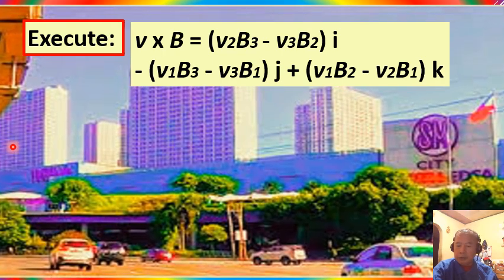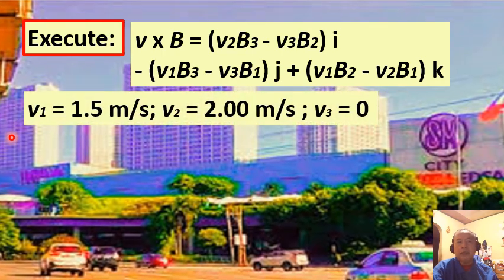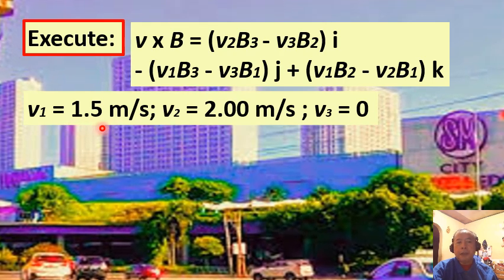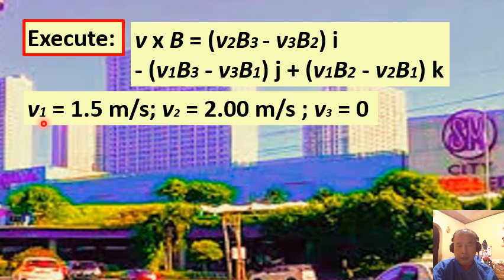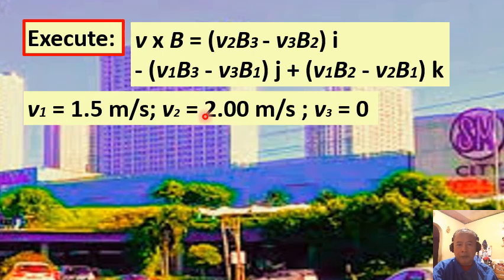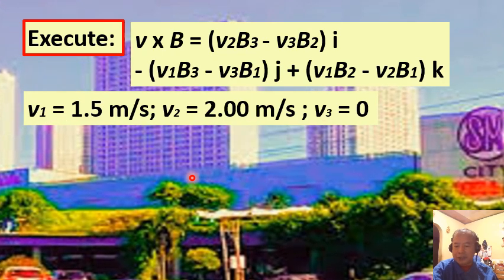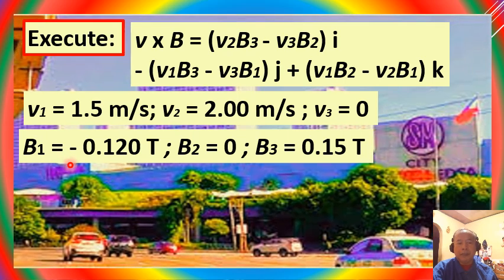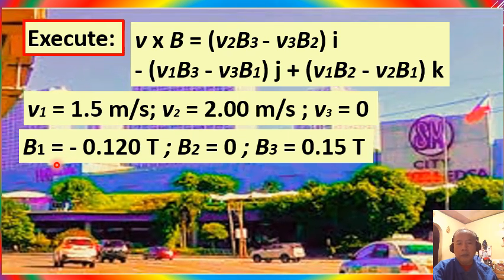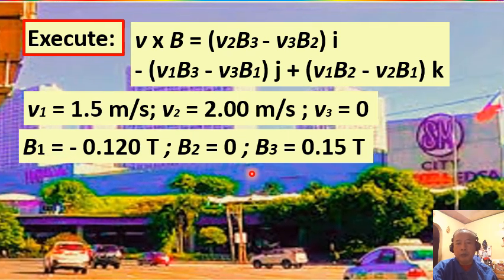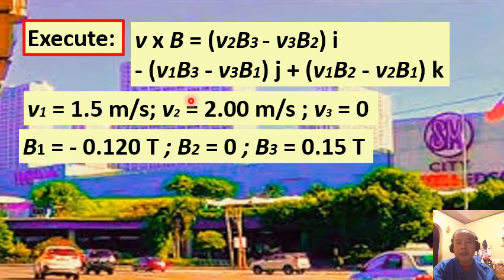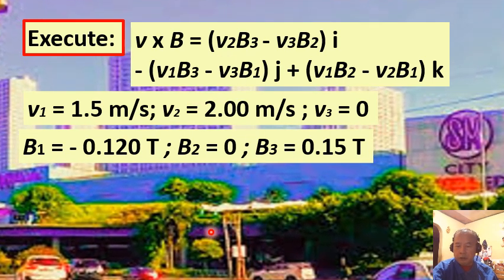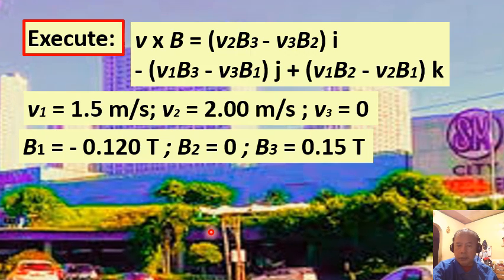And with our given magnitudes of the velocity vector components V1, V2, and V3, as well as the magnitudes of the magnetic field vector components B1, B2, and B3, all we need to do is plug in these values into this equation. So this is what we get.